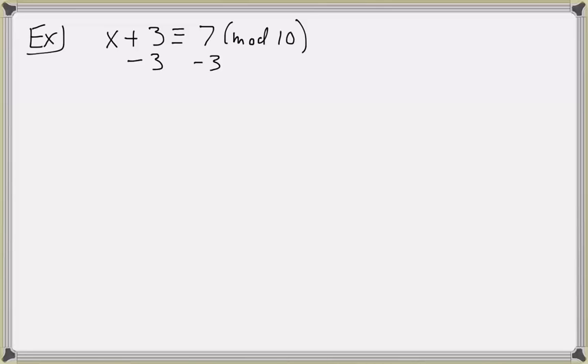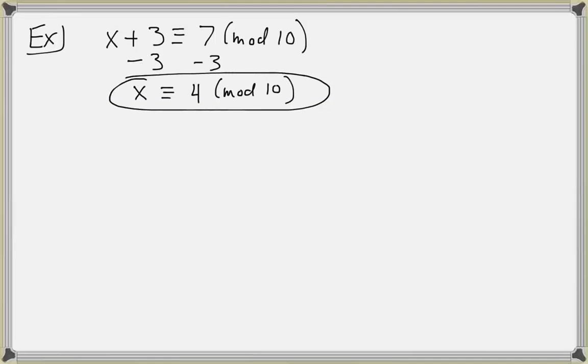And we see that x will be congruent to 4 mod 10. So any integer that is 4 more than a multiple of 10 will satisfy the original congruence. So this is the solution to this congruence. Any integer that is congruent to 4 mod 10 will satisfy the original congruence.